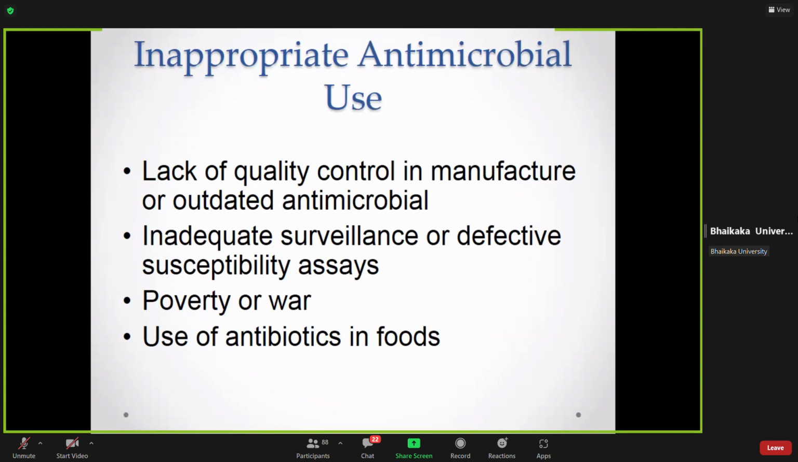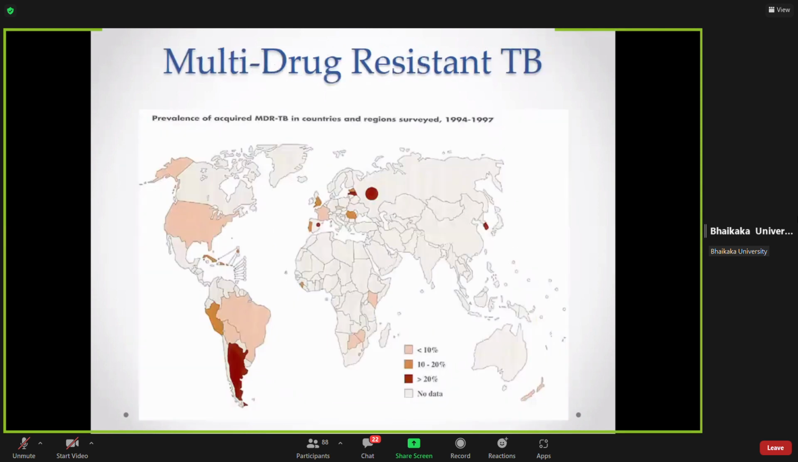Poverty or war, which will lead to many infections spreading easily and rampantly. Use of antibiotics in food, particularly animal food, is also of great danger to mankind. Just to show you the data of very old times, 1994 to 1997, tuberculosis resistance was very less across the globe. But if I tell you the situation of today, tuberculosis resistance is now very common across the globe.